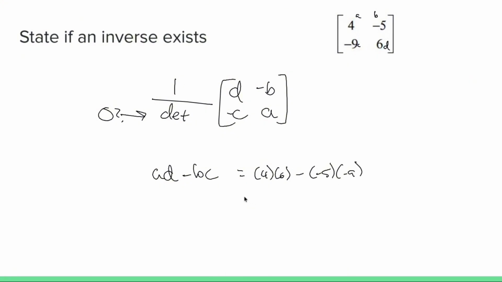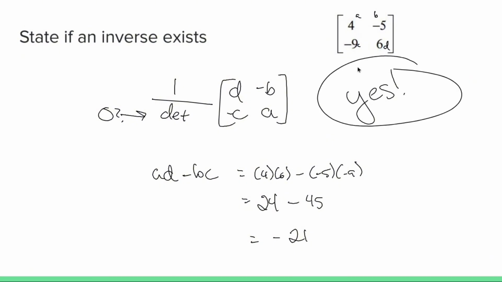So this has a lot of promise because 4 times 6 is 24. Okay, negative, negative, negative is a negative. And 4 times 5 is 45. 24 minus 45 is negative 21. And since this is not 0, does the inverse exist? Yay, it does. Isn't that fun?